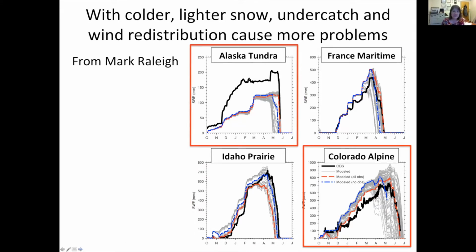The other thing to notice is that in places with colder, lighter snow, such as the Alaska tundra or the Colorado alpine, probably places more likely to have glaciers, with the exception of Pacific Northwest glaciers, our measurements of precipitation were not accurate enough to model the snow. Blowing snow, wind drifting, and undercatch in the precip gauge. You see the black line in Alaska are the observations, and the observations of snow on the ground did not match the observations of precipitation falling out of the sky.